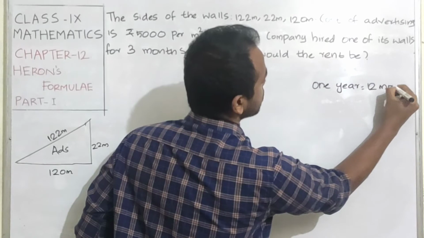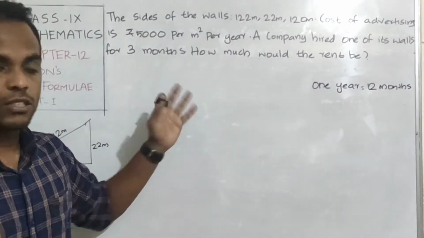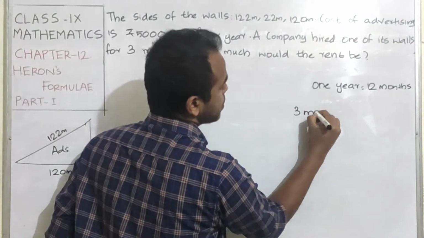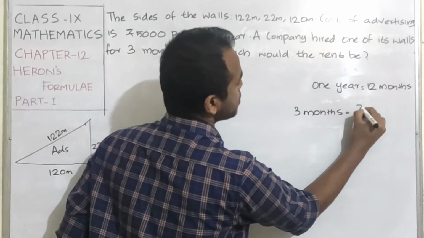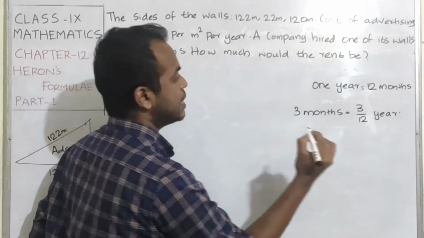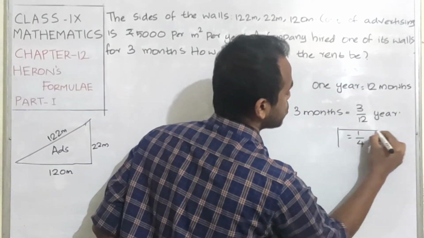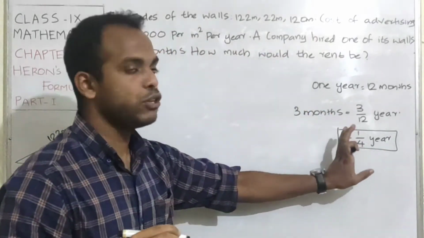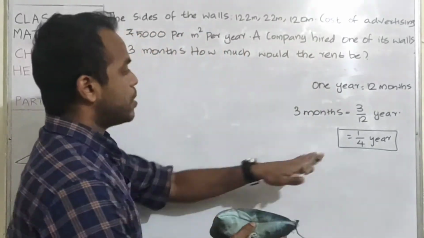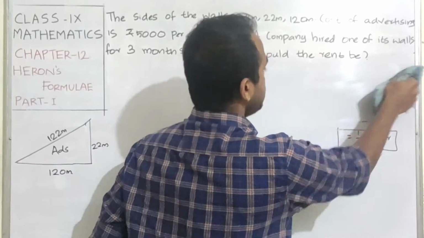12 months. But do we need to put the advertisement for the complete 12 months? No. We need to put only 3 months. 3 months means 3 out of 12 of a year. Right? That is 1 by 4 year. Remember this, we will have to use it in the last part of our answer. So 1 by 4 year is what? 3 months. Let it stand here.